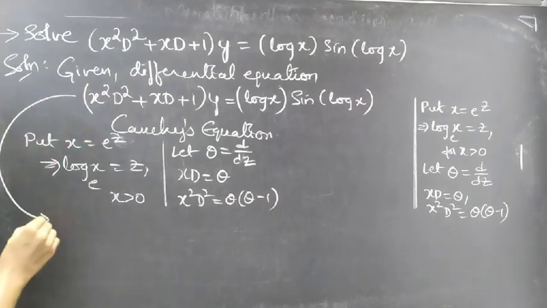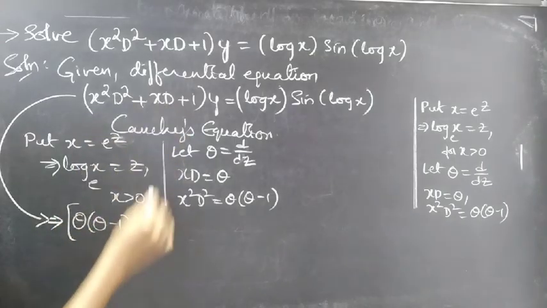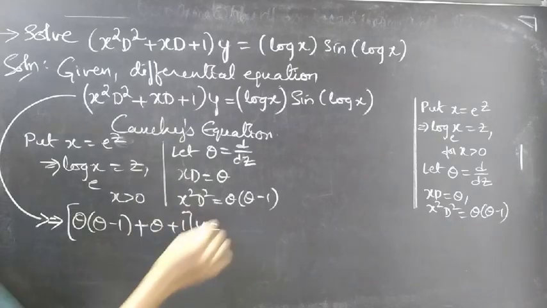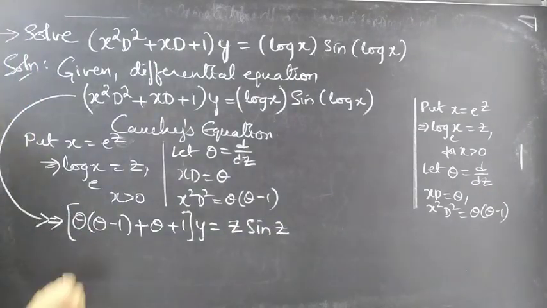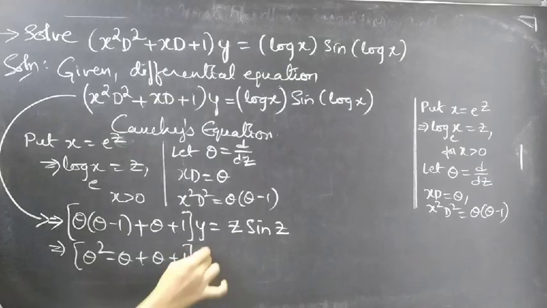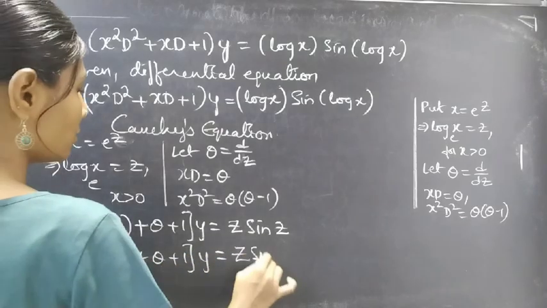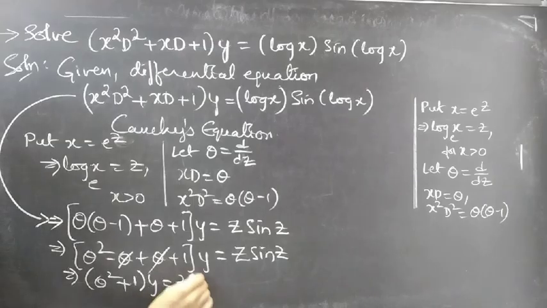Now we are going to reduce this equation to a differential equation with constant coefficients by making substitution. We'll replace x² D² by θ(θ − 1) plus replace xD by θ, plus 1, into y equal to, replace log x by z, we'll get z sin z. Then θ(θ − 1) + θ + 1 into y equals z sin z. Right? Then here −θ plus θ gets cancelled and you will get (θ² + 1) y = z sin z.